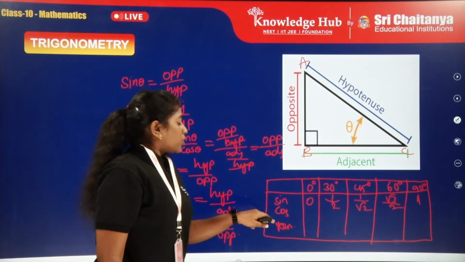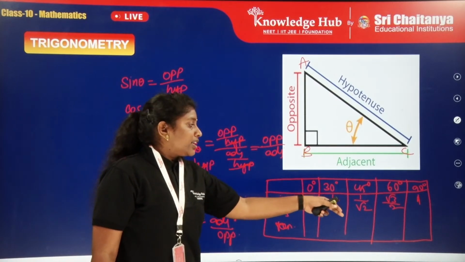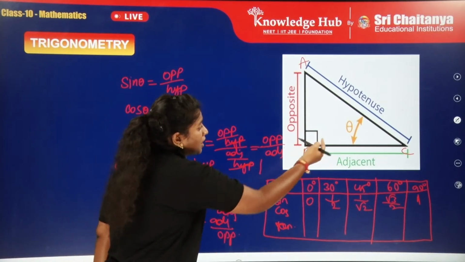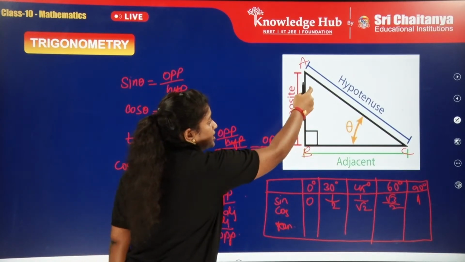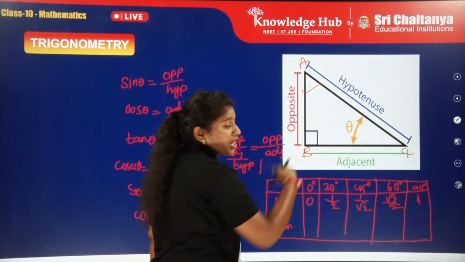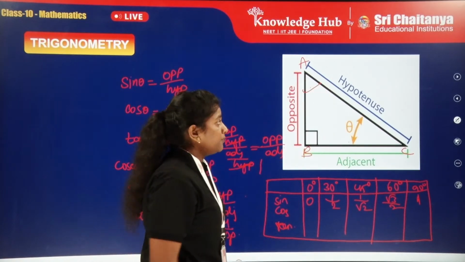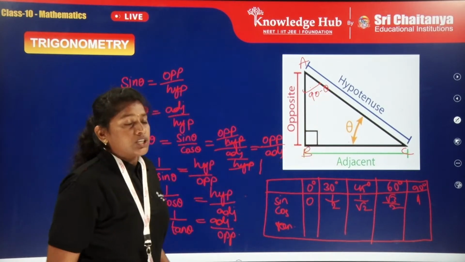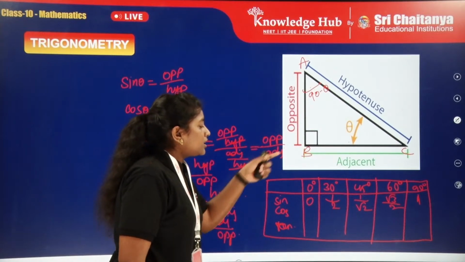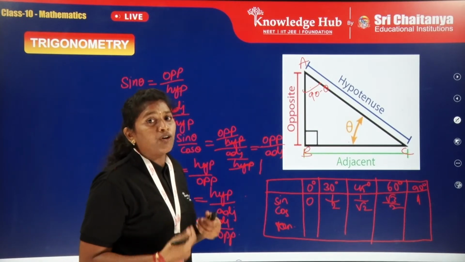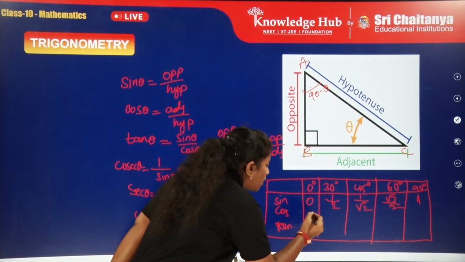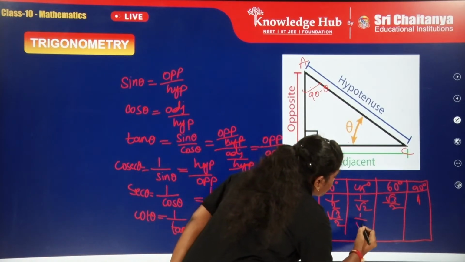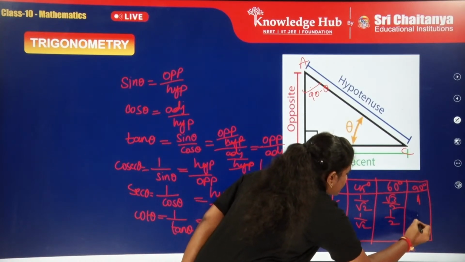So now the cos values we will get by taking the reverse of the sine. How we will get it: for a triangle, if I am considering theta here, what will this value become? If you apply the angle sum property, it will become 90 minus theta. Okay. So now cos 90 minus theta will give you sine theta, that means sine of the angle. So it becomes 1, root 3 by 2, 1 by root 2, 1 by 2 and 0.